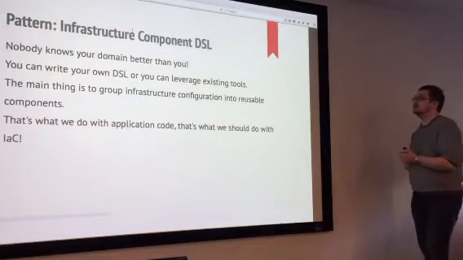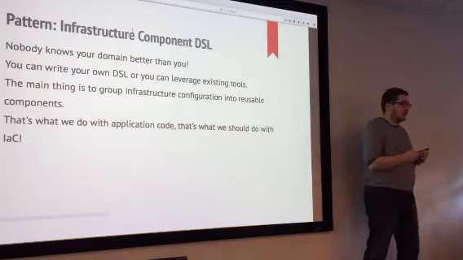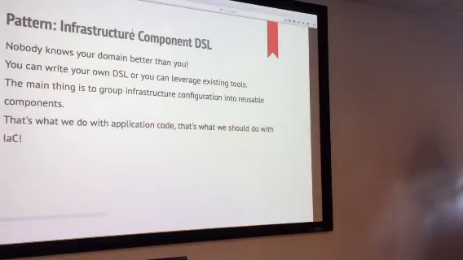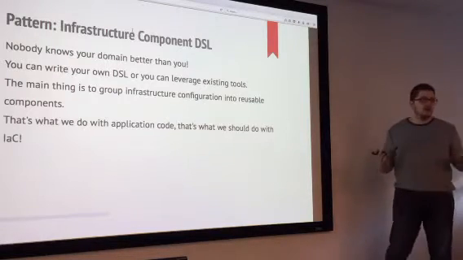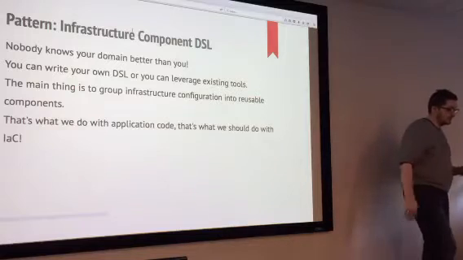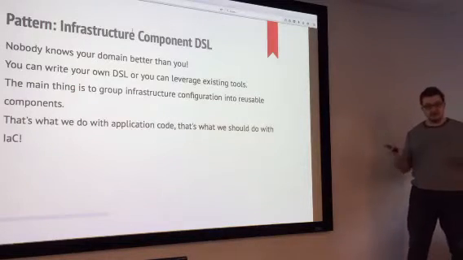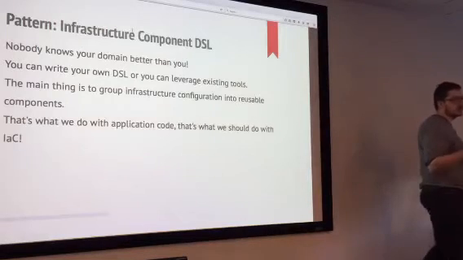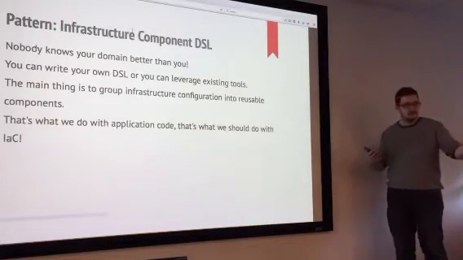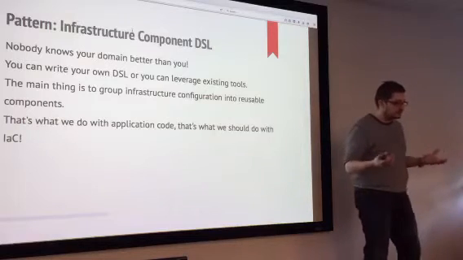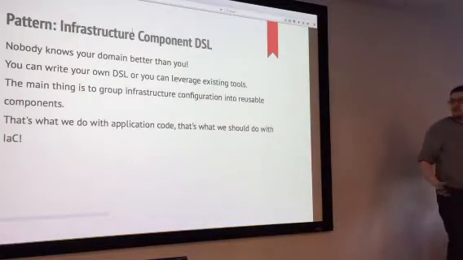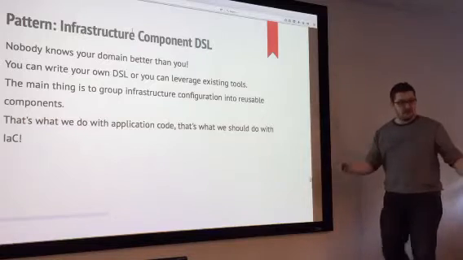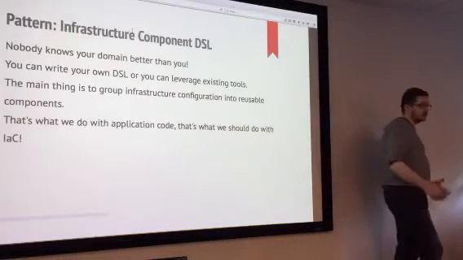Next pattern is called infrastructure component DSL, and this is something that is kind of close to me as a developer, because when I write code for my applications, I like using abstractions. I like defining things that define the domain of the application, and I like using those abstractions. And I guess most of you who are developers like doing the same, because if we don't create those abstractions, then reading our code would be very, very hard.